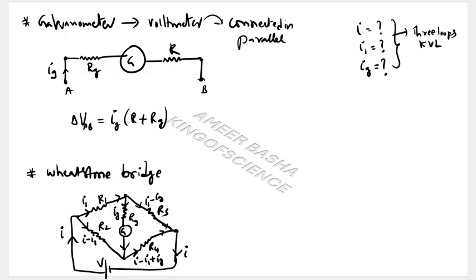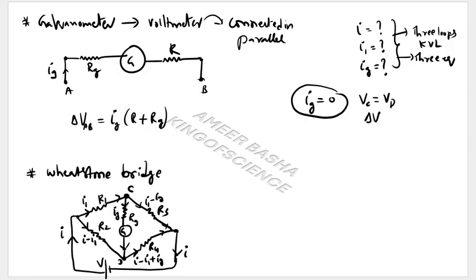Apply KVL and you will get the three equations. Solve them and you will get all the quantities. The interesting thing is the condition: the current going through the galvanometer will be 0. When the current through the galvanometer is 0, points C and D are at the same potential. Potential of C is equal to D, that is, the potential difference between C and D will be equal to 0.